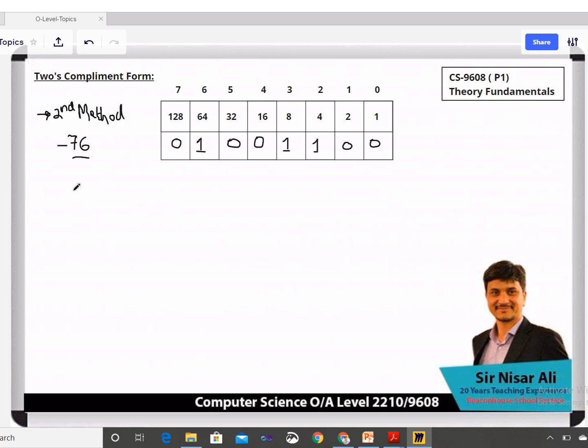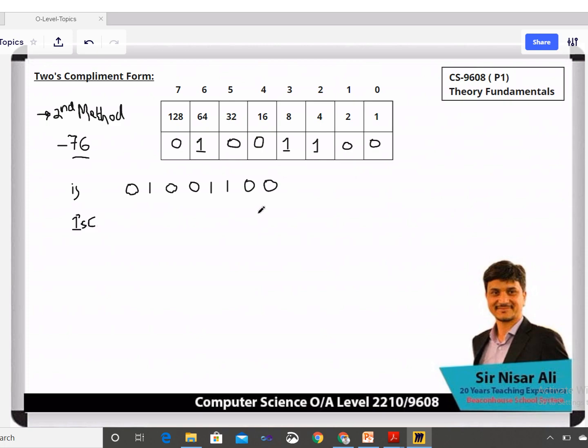So 76, first step is, in the first step we'll just represent the number. So as we have here 0 1 0 0 1 1 0 0. So this is the number in binary. So the first step is that we will take 1's complement of the whole number.